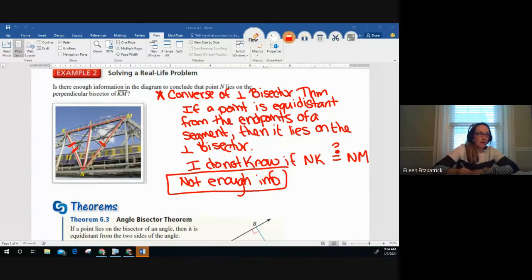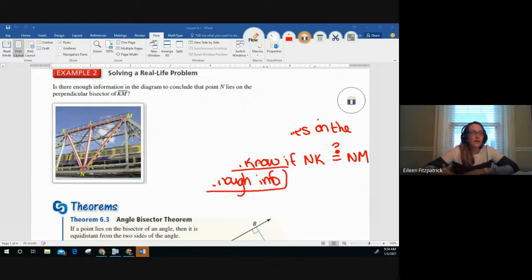There's not enough information to use the converse because I don't know if this segment is congruent to that. And there's not enough information to use the perpendicular bisector theorem because I do not know if this is a right angle. So too much information is missing. I cannot come to the determination if N lies on the perpendicular bisector. All right, so that's that problem.